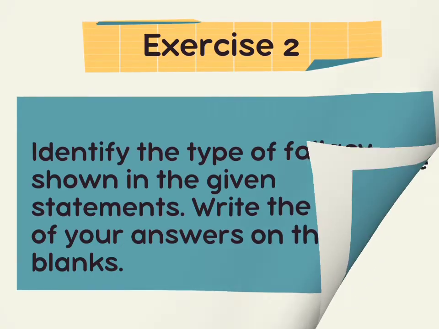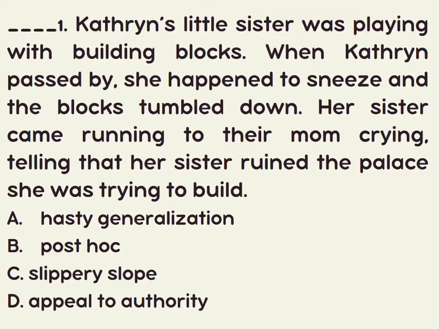Number 1. Katrine's little sister was playing with building blocks. When Katrine passed by, she happened to sneeze and the blocks tumbled down. Her sister came running to their mom crying, telling that her sister ruined the palace she was trying to build. Is this A. Hasty generalization, B. Post hoc, C. Slippery slope, or D. Appeal to authority?